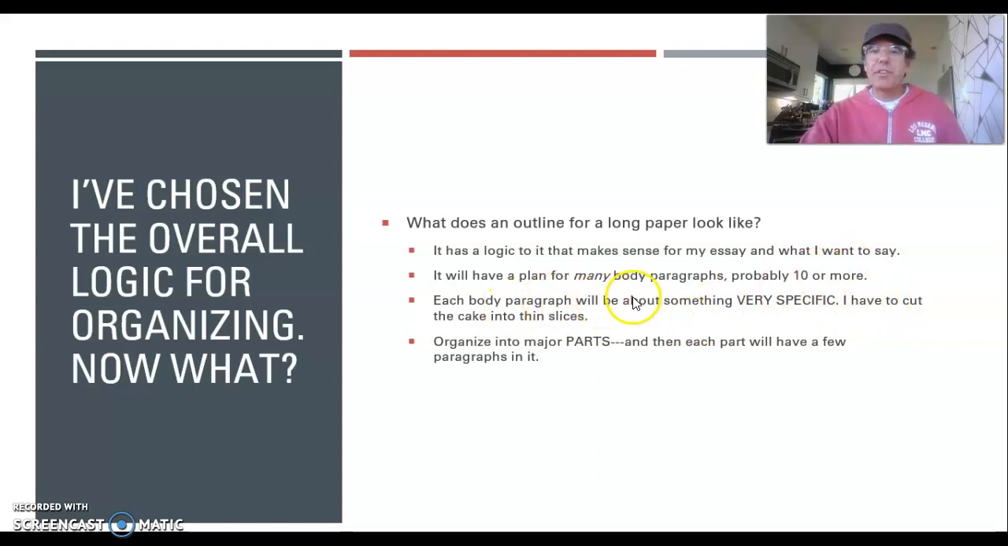Each body paragraph would be about something very specific. I have to cut it in slices. And this is something we talked about in essay 2. I noticed that a lot of people had too many different things in one paragraph. And so you have to think of a body paragraph as being about something very tiny. Like you could imagine a whole paragraph just about how your descendant eats breakfast, right? Very specific. One small thing will be a whole paragraph.